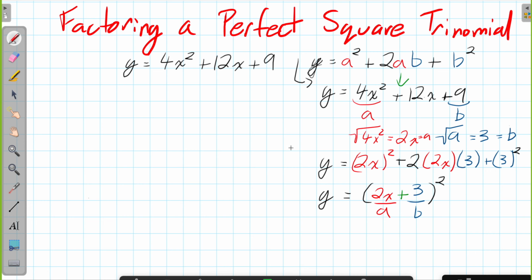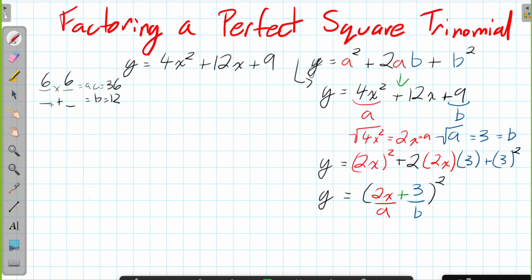Sometimes I feel that this can be difficult to recognize. So let's just assume we didn't recognize it, okay? Well, if I was going to factor by decomposition, I'm going to look for two numbers that multiply to 4 times 9, right? Our a times c, which in this case happens to be 36. And those same two values are going to add up to our b, which in this case is 12.